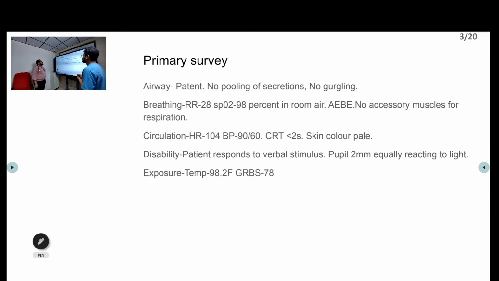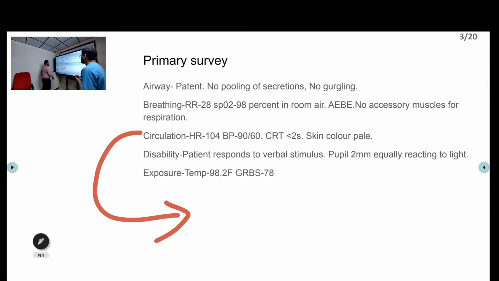Coming to the primary survey, the airway was patent, no pooling of secretions, no gurgling. Coming to breathing, respiratory rate of 28 and saturation of 98% in room air. Air entry bilaterally equal, no accessory muscles for respiration. Coming to circulation, the heart rate was 104 and BP of 90/60 millimeters of mercury.